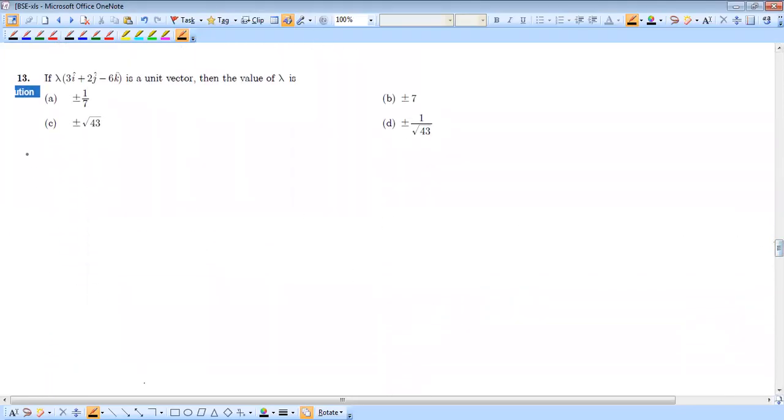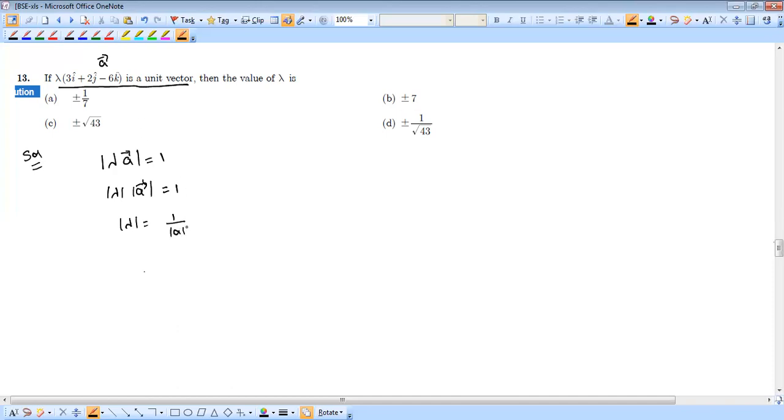Now moving to the 13th question. It says lambda into this one is a unit vector. The same model is available in your textbook also. This whole vector is a unit vector. It means the magnitude of lambda a vector is equal to 1. Applying modulus for each one separately, modulus lambda and modulus a vector is equal to 1. And modulus lambda is equal to 1 by modulus a.